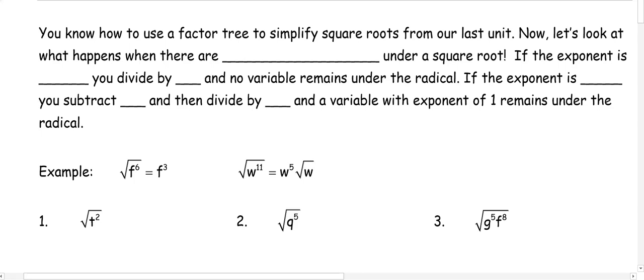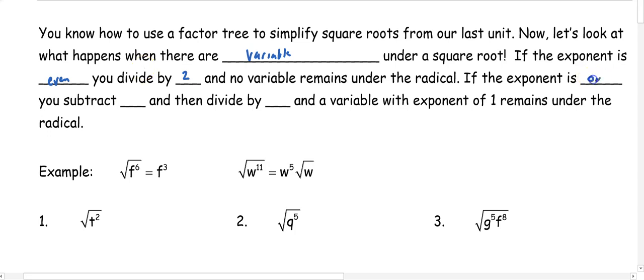This video is about radicals with variables underneath. So remember, we know how to use factor trees to simplify square roots. Now we're going to look at what happens when there's a variable under the square root. If the exponent is even, you just divide by 2 and no variable remains under the radical.